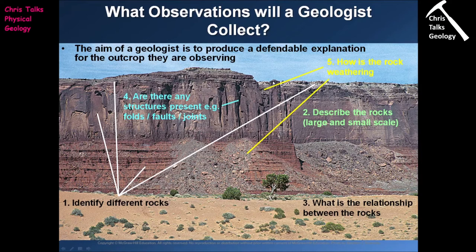And so the fact that we can see this region of faster weathering here, once again, that's an indicator to a geologist that there's some kind of feature that is being preferentially exploited. And so as a geologist, we need to think, what could that feature be and why is it being exploited? And so, this is just a few of the things that a geologist will look at when we actually approach an outcrop.